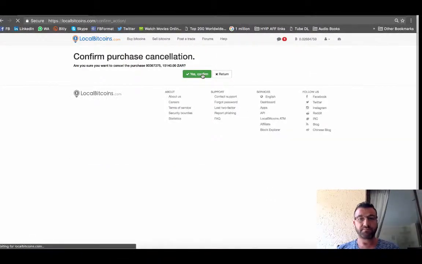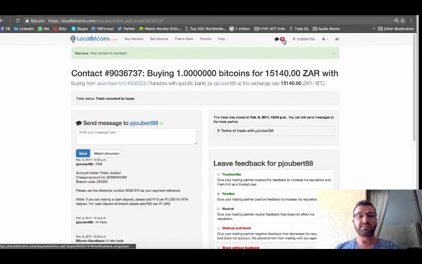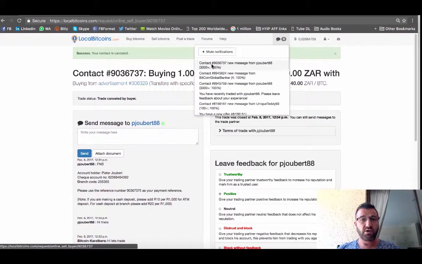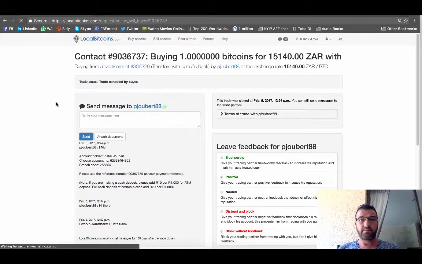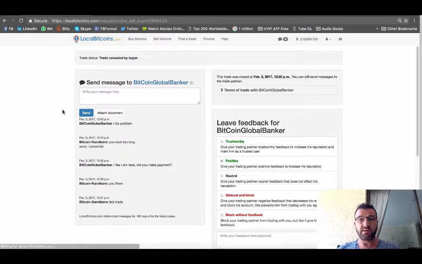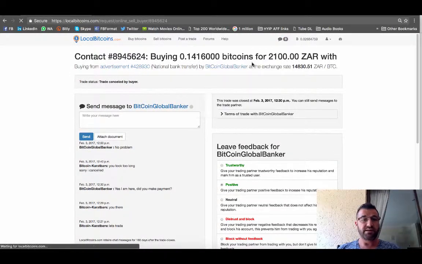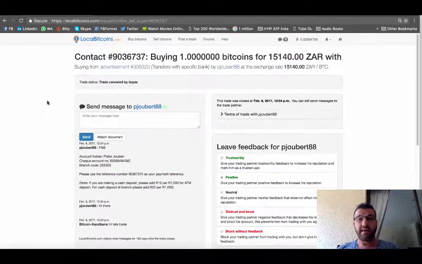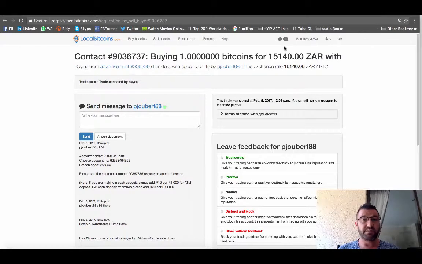Yes, confirm. So as you can see, there's a little speech bubble over here, and you can click on all the speech bubbles to get to the different trades. So that was a previous trade I did. This is the trade that we just cancelled, and very, very simple and easy to use.